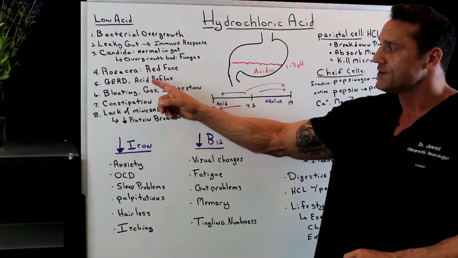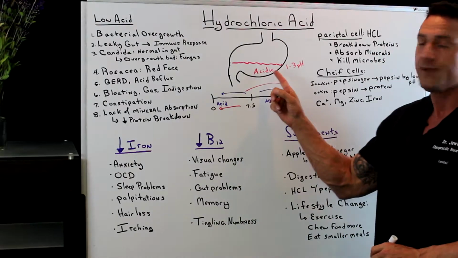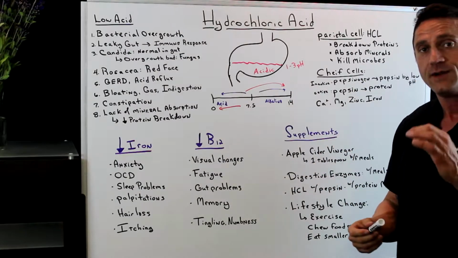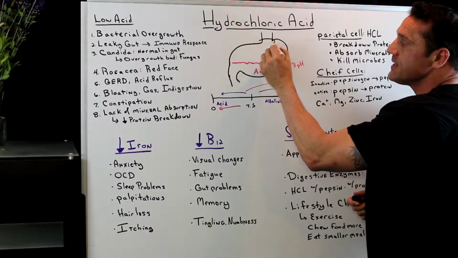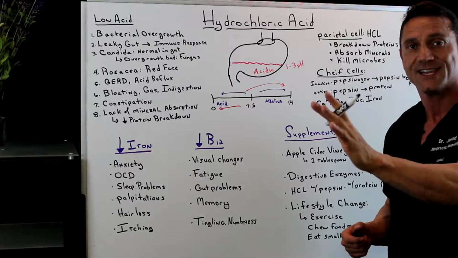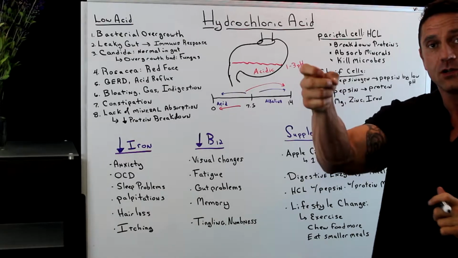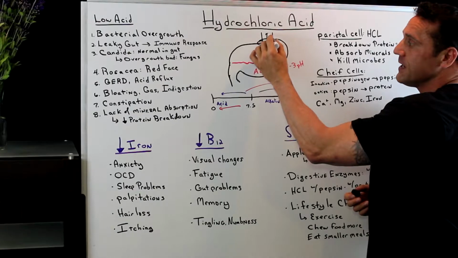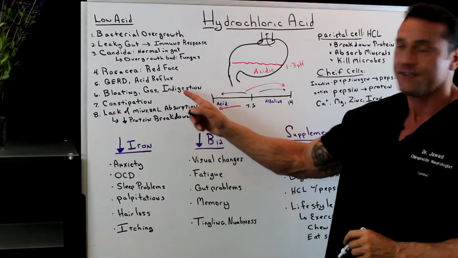Also, GERD, acid reflux. Now, here's an important factor. We need a low pH between 1 and 3. If we don't have it low enough, it doesn't close this area, this sphincter, the cardiac sphincter that goes from the esophagus to the stomach. We need that low pH to close, I say close the hole. If we don't close the hole, then a lot of the food products and the acid in the stomach is going to creep up the esophagus, and this is where you get GERD. Also, bloating, gas, indigestion.